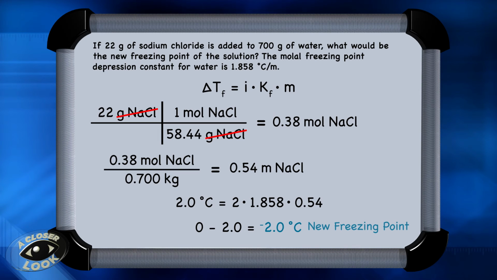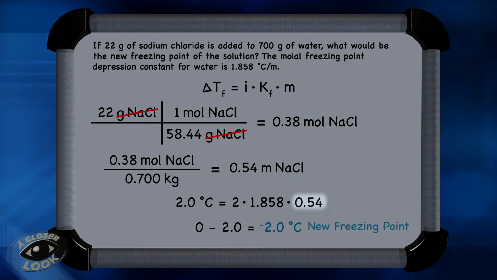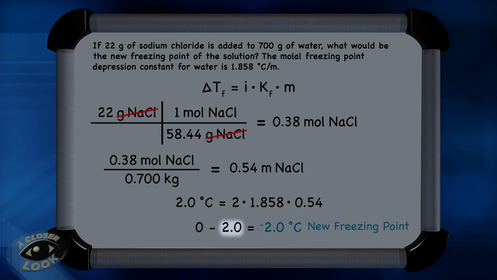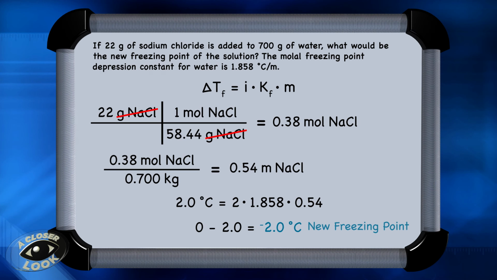That value is plugged into the equation for m. And then when we multiply 0.54 times 1.858 times 2, we get 2.0. And that is the change in the temperature for the freezing point depression. Then we take the original freezing point of the solvent alone, water, which is 0 degrees Celsius, and we subtract our delta T, the 2.0, and this is the new freezing point for the solution. Again, it has been lowered or depressed based on the presence of this solute that's in the solution.